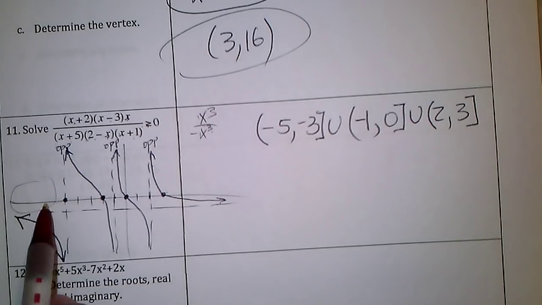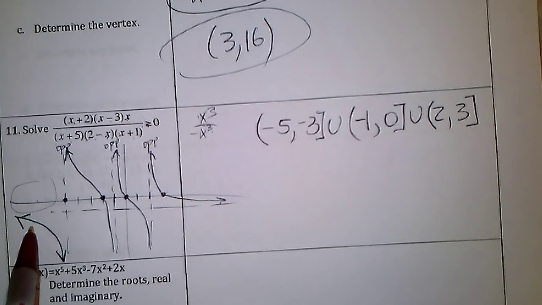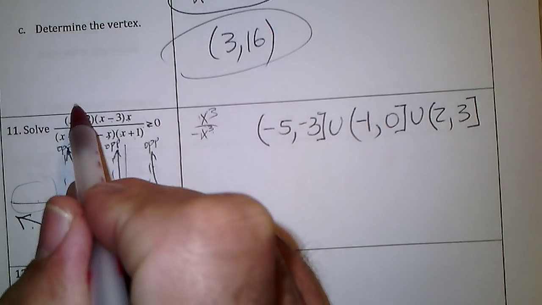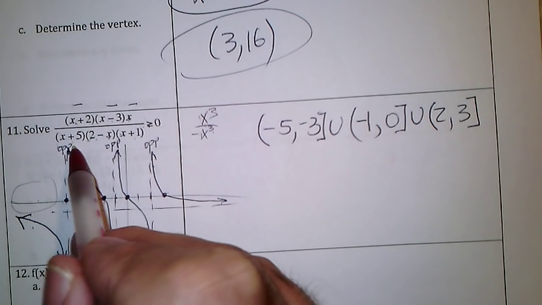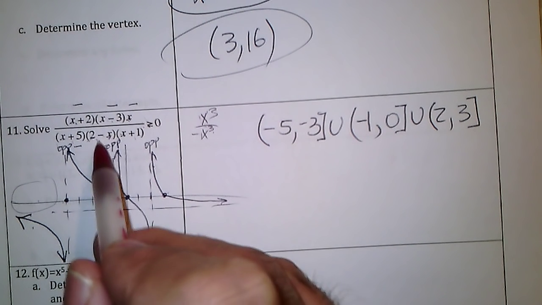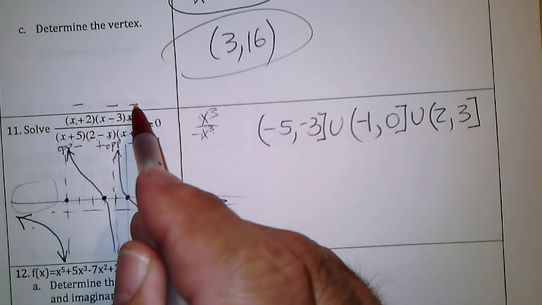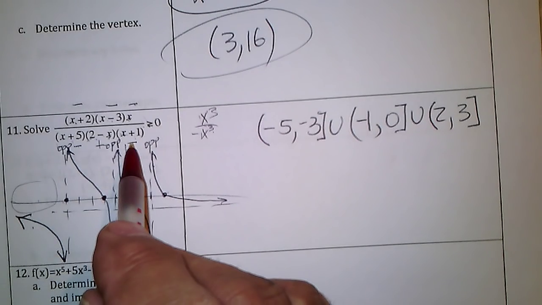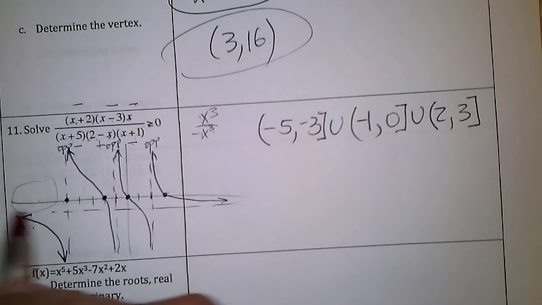Check in this area, just plug a number smaller than -5, like -6, and see if it's positive or negative. It turns out that'll be negative. Let's put -6. This would be negative. This would be negative. This would be negative. -6 would make that be positive. -6 would be negative. So I got negative times negative times negative, which is negative, over negative times positive times negative, which is positive. So I have negative divided by positive, which is a negative answer.